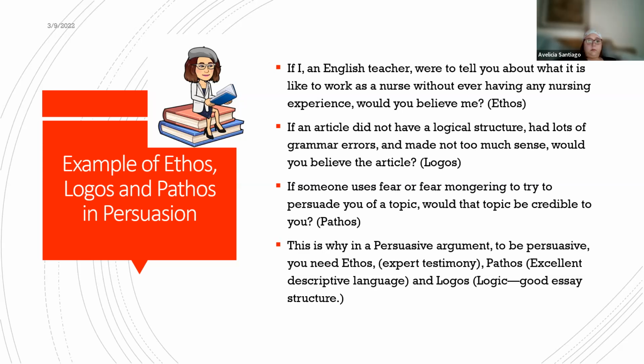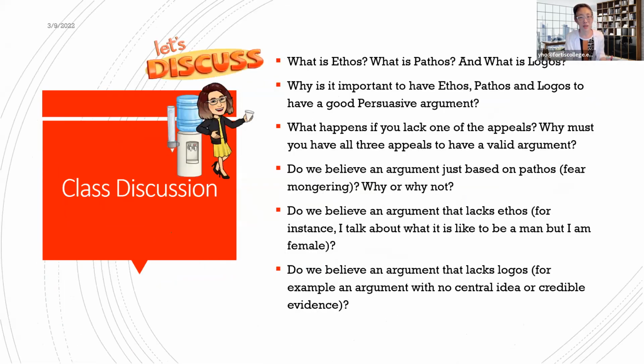And then if someone uses fear or fear-mongering to try to persuade you of a topic, we need to go to war because the enemy is so dangerous. We've got to be frightened of them, so we've got to pick up our whatever it is and go to war. Without credible evidence, that's pathos. In other words, fear-mongering, okay? So this is why a persuasive argument has to have all three: ethos, pathos, and logos. And so, do we believe an argument if I said, I know what it's like to be a man?